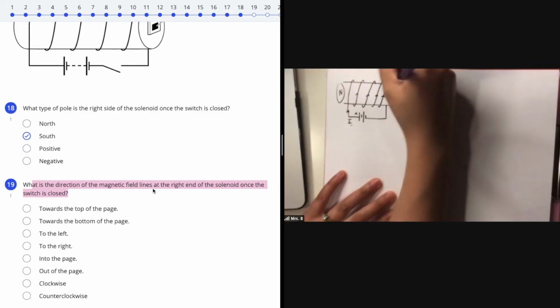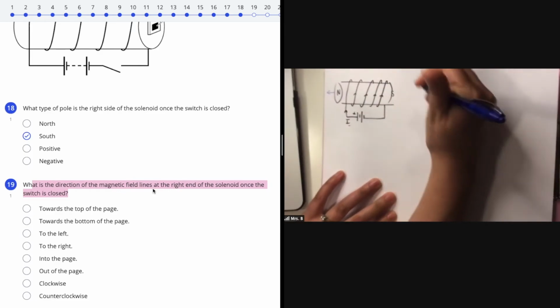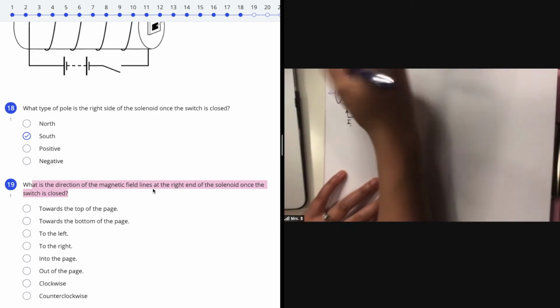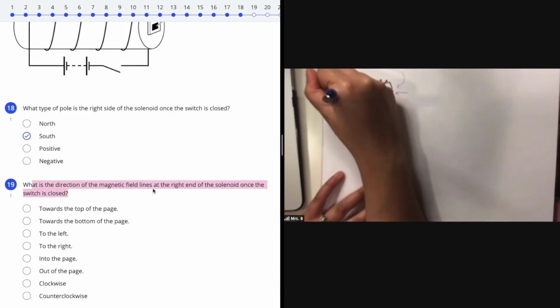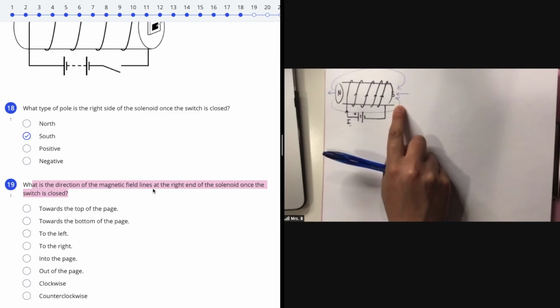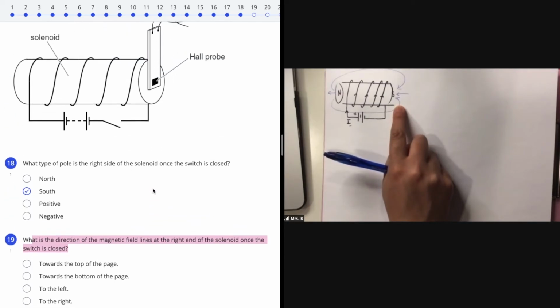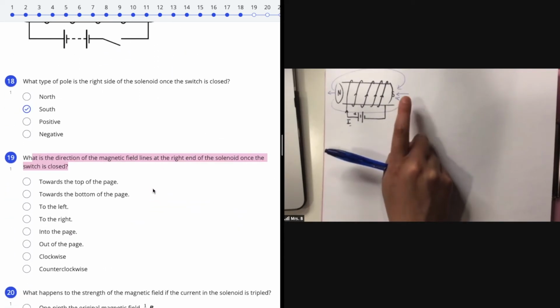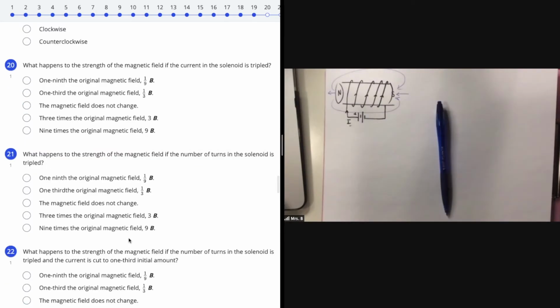They point away from north and towards south. So my magnetic field is still making the same shape as it was before. On the right-hand side of the solenoid, where that Hall sensor is, has a magnetic field pointing to the left. Now we've got proportions again.